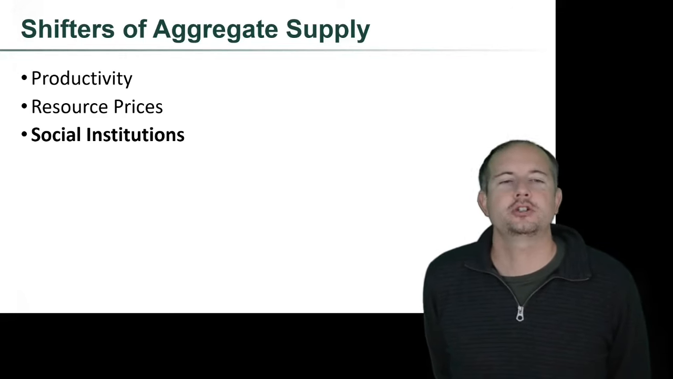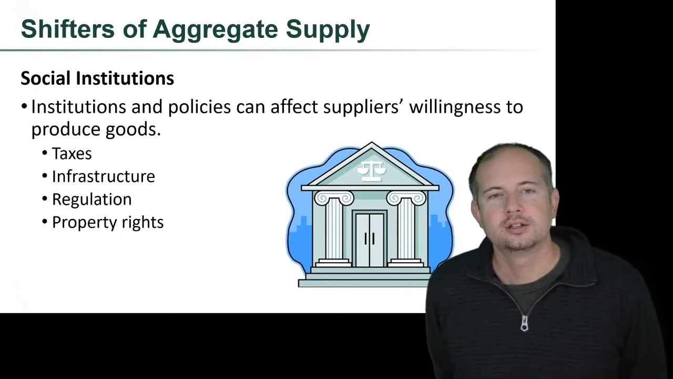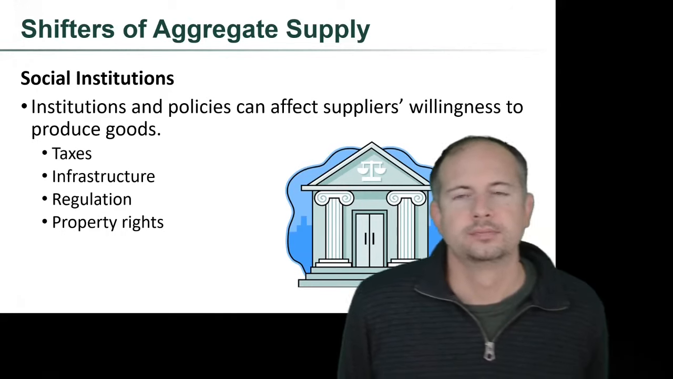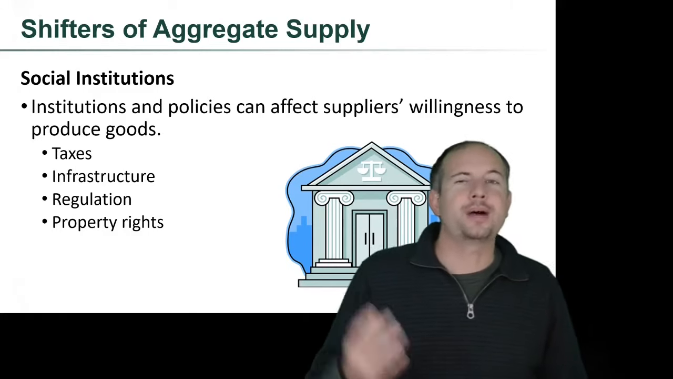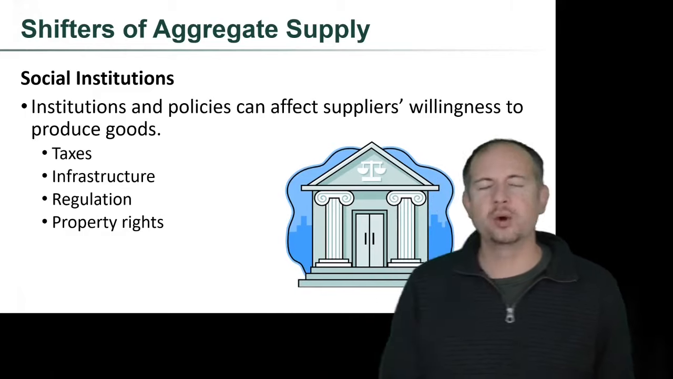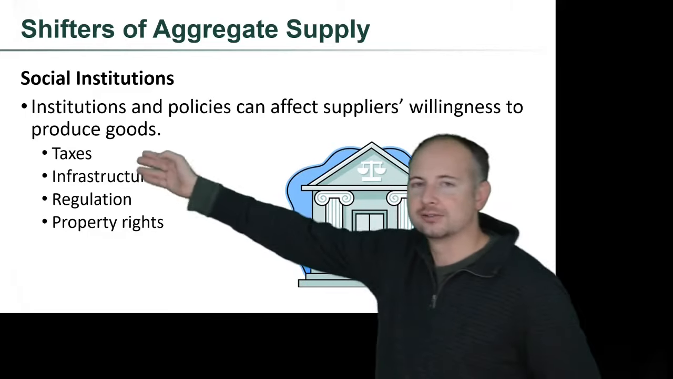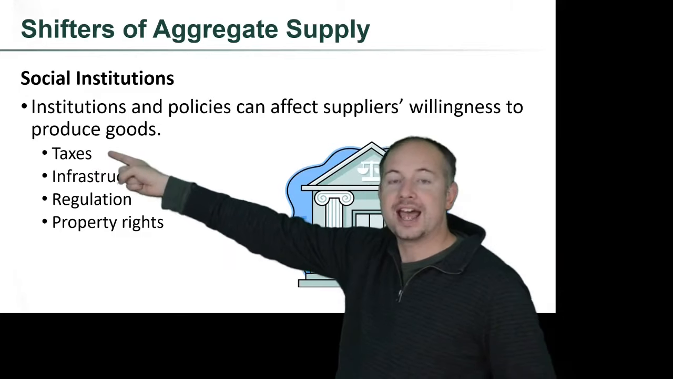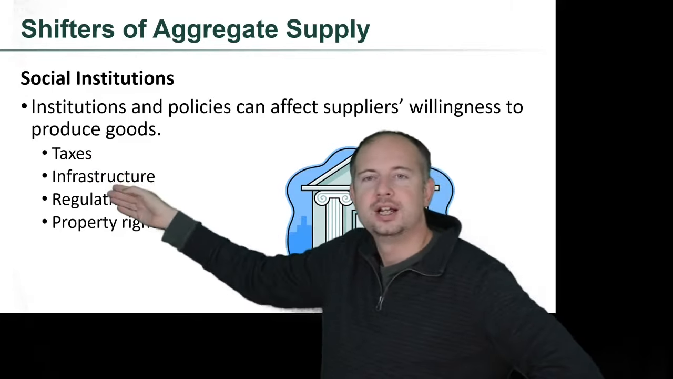Next, we have social institutions, a more general term. Institutions and policies can affect suppliers' willingness to produce goods. What we mean by social institutions is really just things like taxes, right? If you increase taxes enough, firms are not going to want to produce as much.